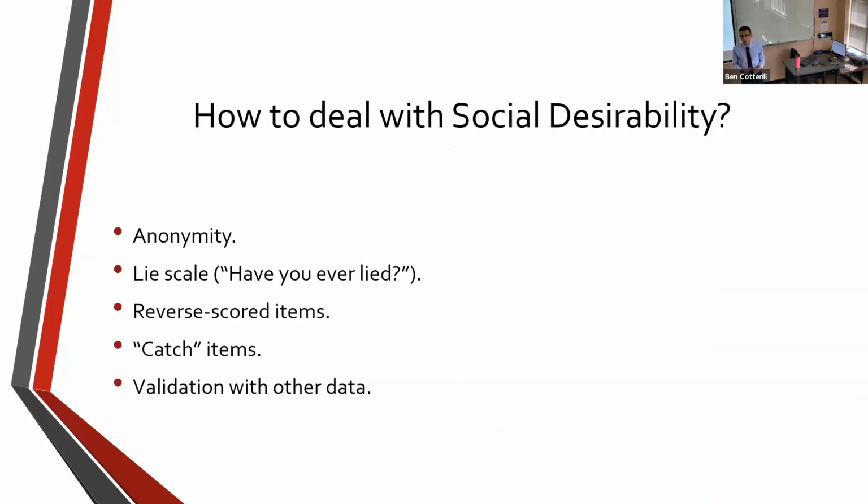So what are some potential solutions that we can use to deal with social desirability? First of all, we can make our questionnaires, if it's part of research, anonymous. Okay, that will lessen the chances of people wanting to answer in a particular way, and increase the chances of them being honest. We can have a question, have you ever lied?